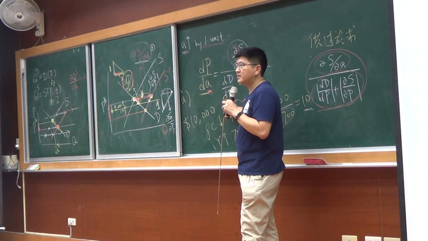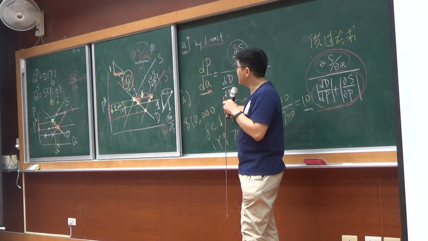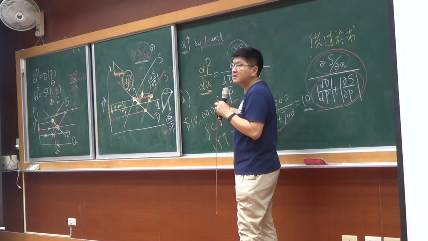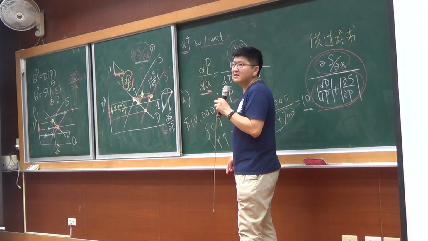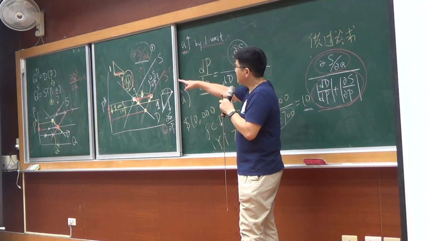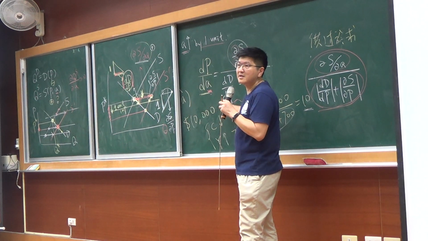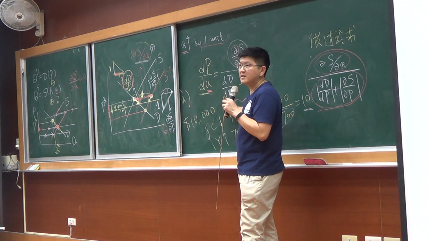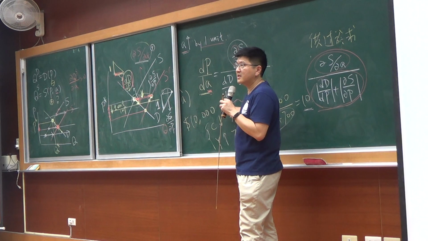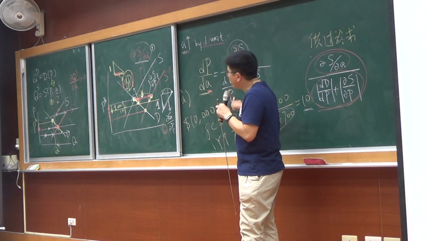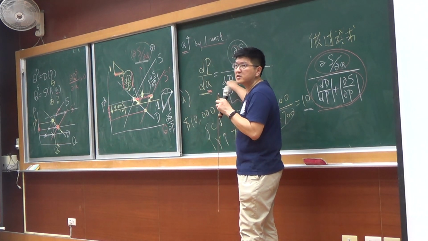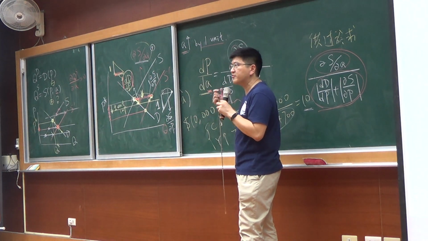Positive or negative? The very first board on the left-hand side, positive or negative? It's negative, right? The relationship between the quantity demanded and price is positive or negative?